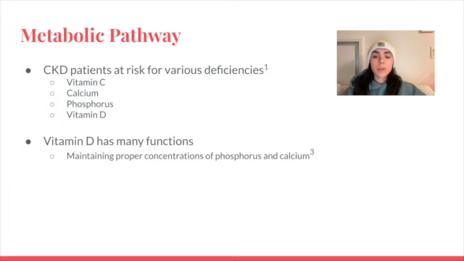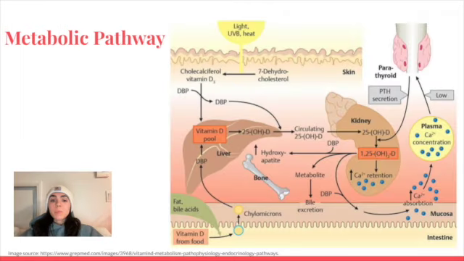CKD patients are at risk for vitamin C, calcium, phosphorus, and vitamin D deficiencies. In this presentation, we're going to be focusing on vitamin D metabolism. Vitamin D has many functions, but with chronic kidney disease, the one to be most concerned with is how it maintains correct concentrations of phosphorus and calcium in the blood.